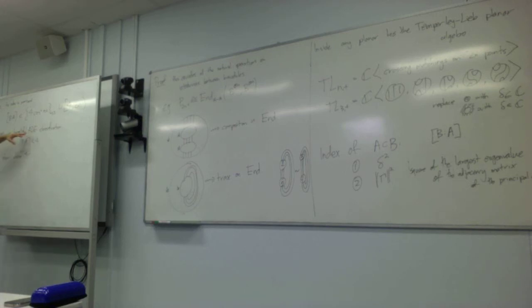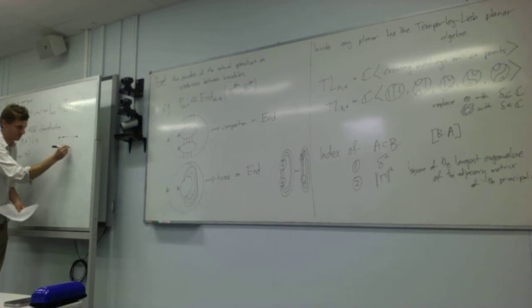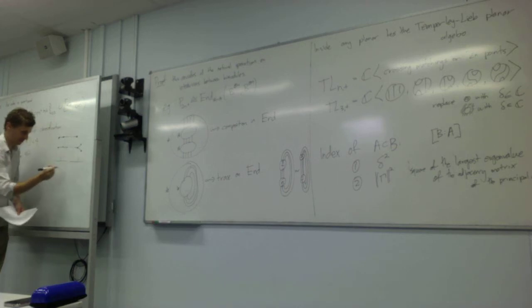So ADE here are referring to Dynkin diagrams, the A, D and E Dynkin diagrams. It turns out that if your index is below 4, the principal graph is either some A graph, just a string of vertices, or a D graph, just a string of vertices except at the end it forks, or an E graph, there's just a finite list of them, where there's a fork, but not at the end.